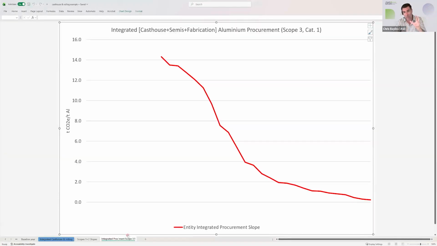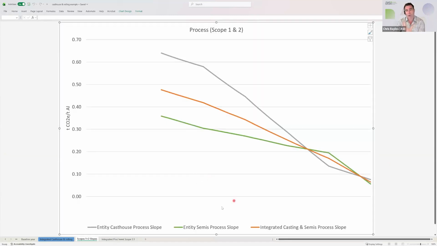It takes your cast house scope 3s and your slab scope 3s externally purchased, and it describes a single slope for all of your scope 3s across the whole of the integrated process. So starting from 14.2, something like that, you would then have a 2030 number of something like 11.5. But it also describes scope 1 and 2 slopes.